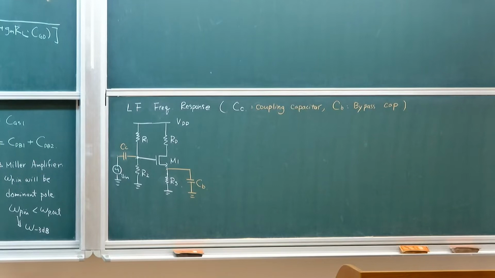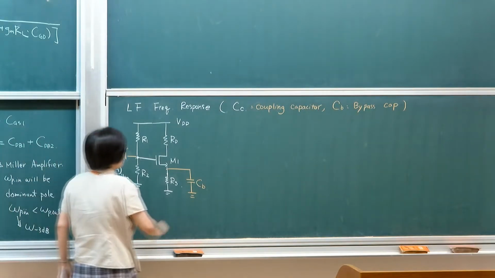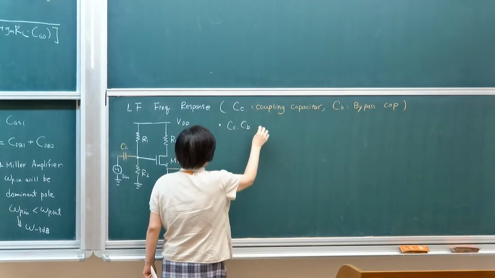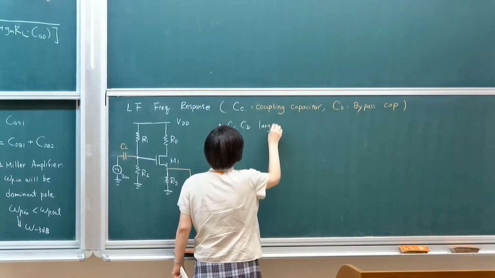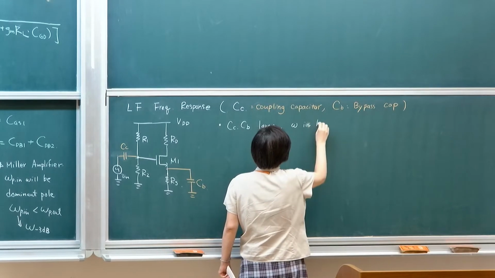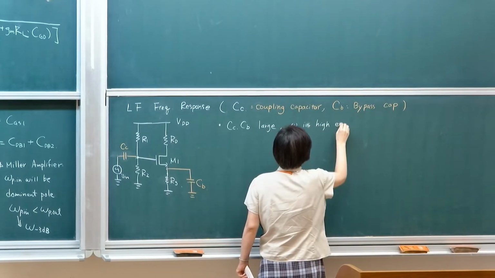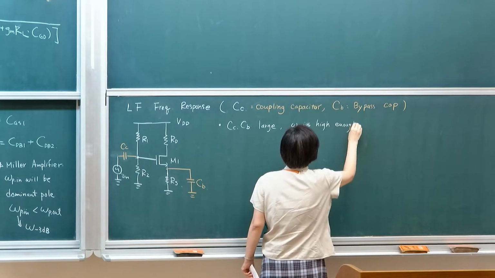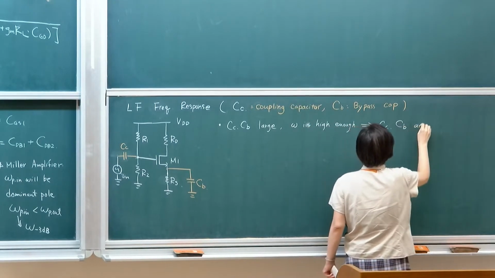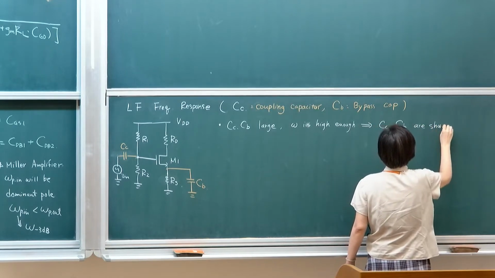Okay? So I will explain why. In low frequency response, what you want to see is what happens when frequency is at its high level. So in this circuit, CC and CB are large, so that when frequency is high enough, you don't actually see them. So you assume CC and CB are short at high frequency, or typically at your operation frequency.